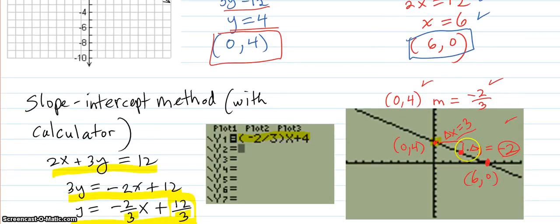This one looks a little shallower, but it's because we didn't do a zoom square, so the tick marks are a little bit off. You can see they're a little bit wider on the x than they are on the y.